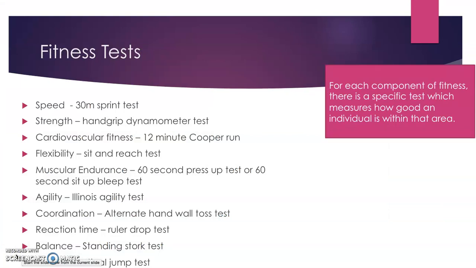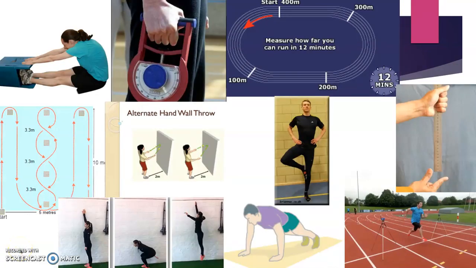For each component of fitness, there is a specific test which measures how effective an individual is within that area. You need to know the tests for each component of fitness for the exam. On the next slide, we'll give you some more information about how the tests are conducted. In the top left, we have the sit and reach test, which measures flexibility. The individual must maintain straight legs and reach as far forward as possible to gain a measurement.